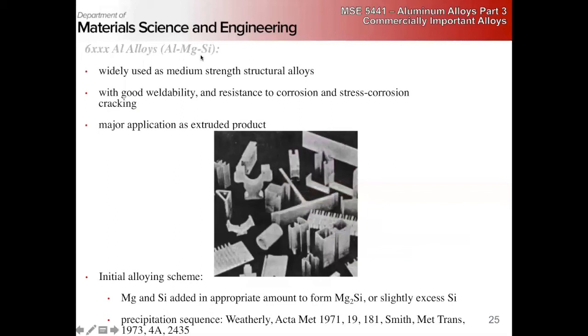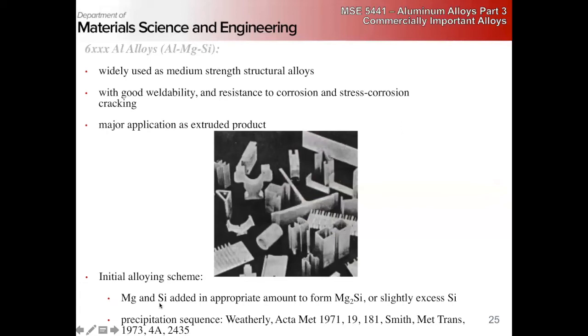6000 series aluminum alloy, right? These are very good weldability, extruded tube that can then be welded, right? This is bicycle frame stuff, right? This is our most common structural alloy that we encounter, I would say, on a daily basis in terms of aluminum. Very good resistance to corrosion and stress corrosion cracking.